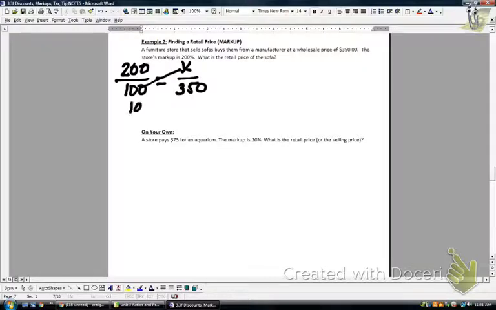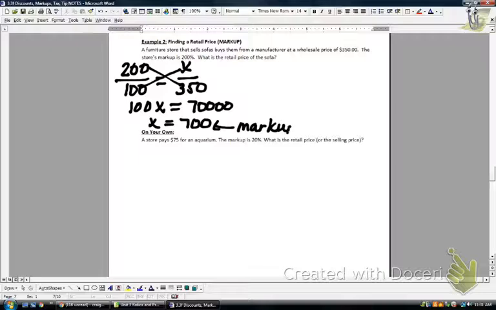Cross the equal sign and multiply. 200 times 350 is 70,000. Then I'm going to divide both sides by 100, and then x equals 700. This is my markup. It is not the retail price of the sofa.